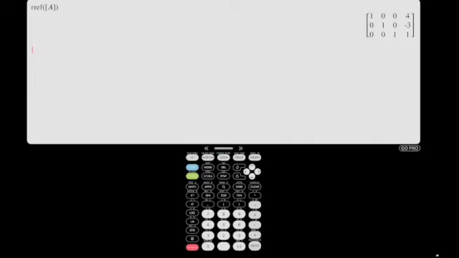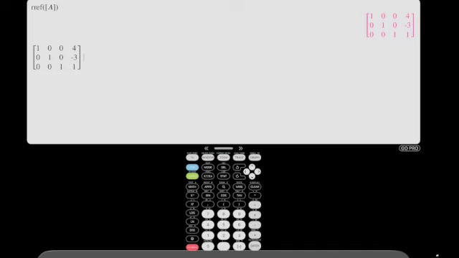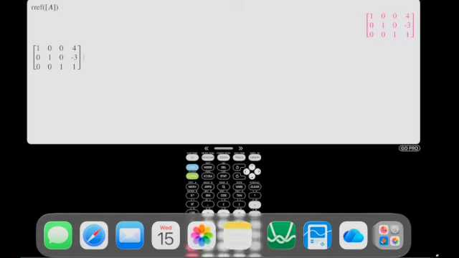RREF not only does the first part, the 1s on the diagonal with 0s below, it also puts zeros above them. So RREF is even better because we can see that the very top equation is x equals 4, the next is y equals negative 3, and the last one is z equals 1.